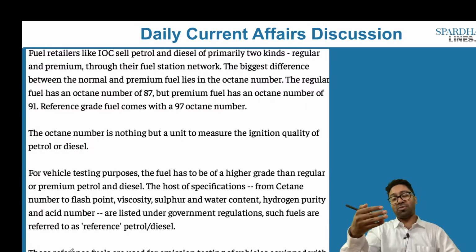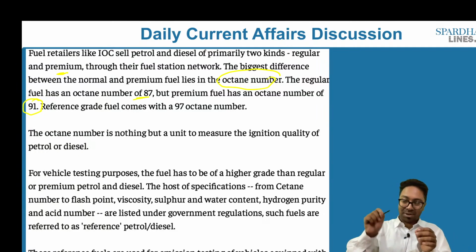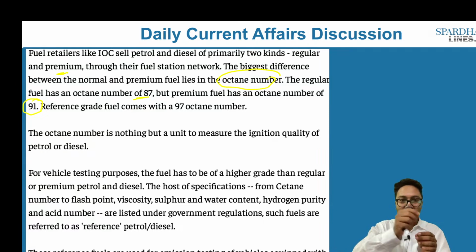reference fuels, we have to understand that when it comes to fuels, there are two types. One is called regular and the other premium fuel. What is the biggest difference? The biggest difference between normal and premium fuel lies in the octane number. The regular fuel has an octane number of 87. Premium fuel has an octane of 91. So what is the difference here? The octane number in the premium fuel is far in excess in comparison to the normal fuel.